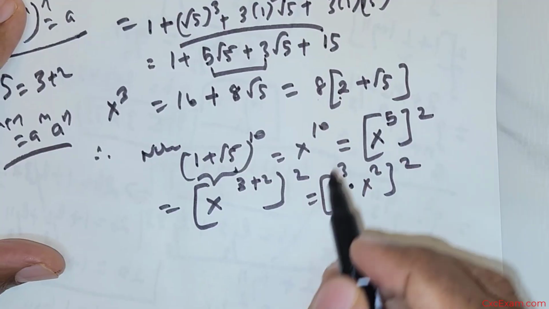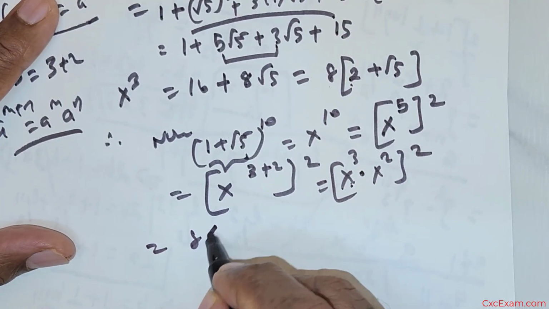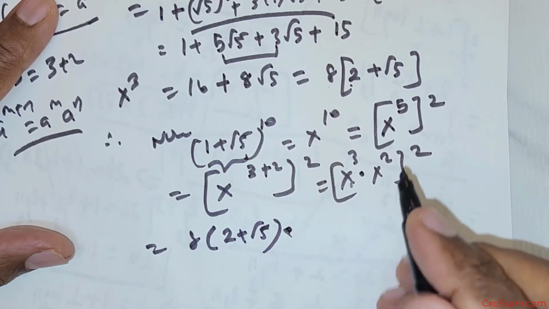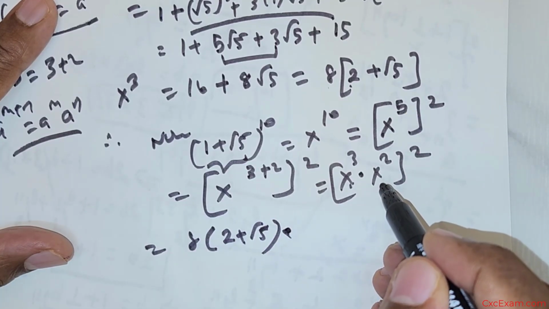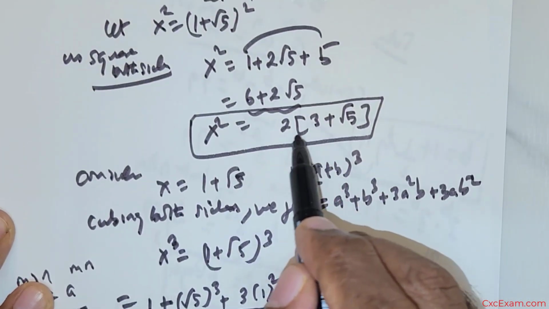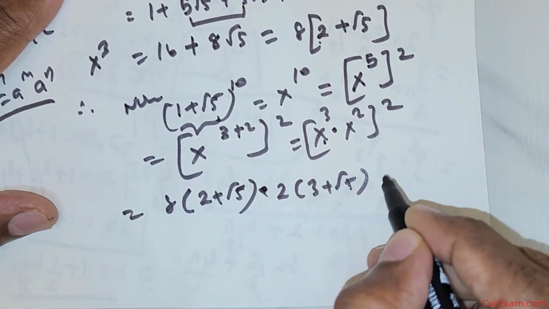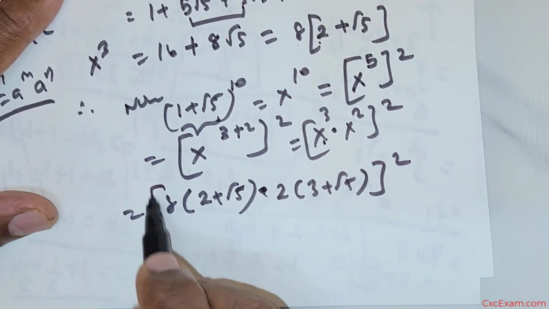But what is x raised to the power of 3? This is nothing but 8 times (2 + √5) multiplied with x raised to the power of 2. What is x raised to the power of 2? That is 2 times (3 + √5). Now this has to be raised to the power of 2.